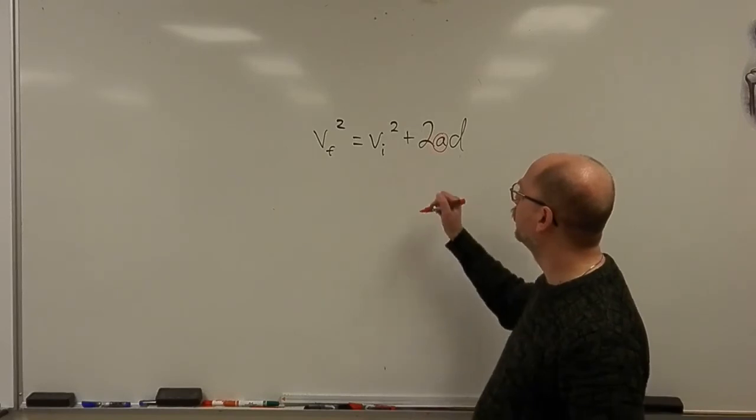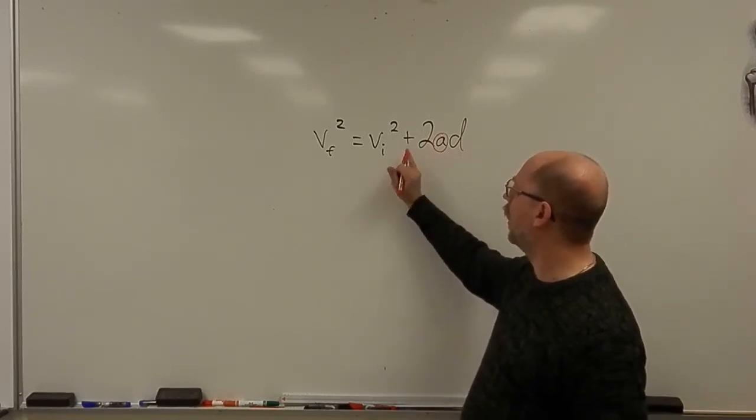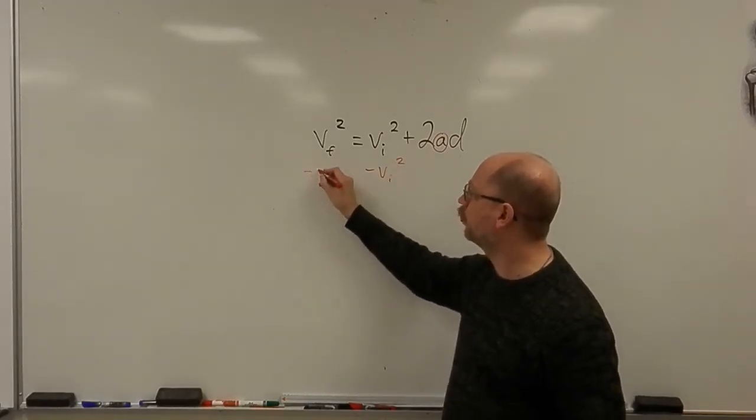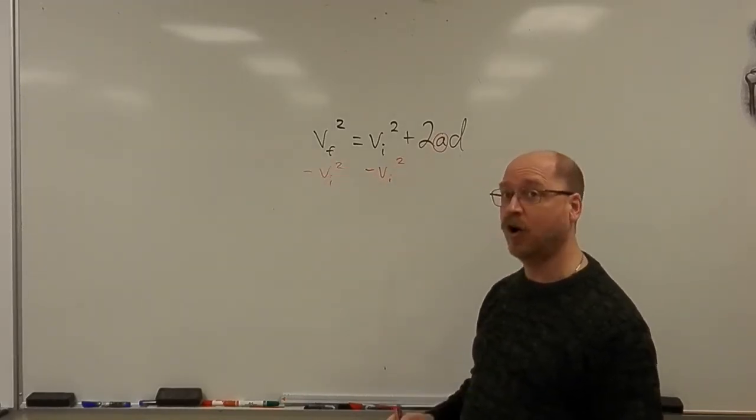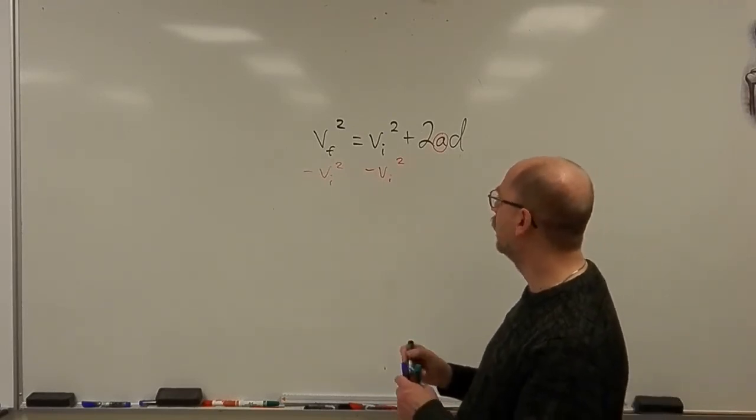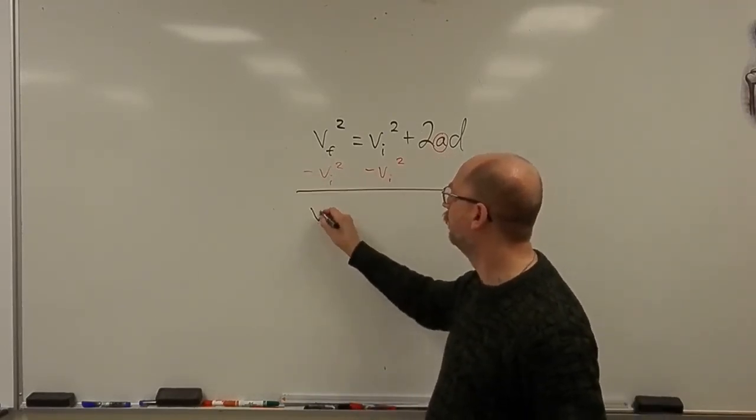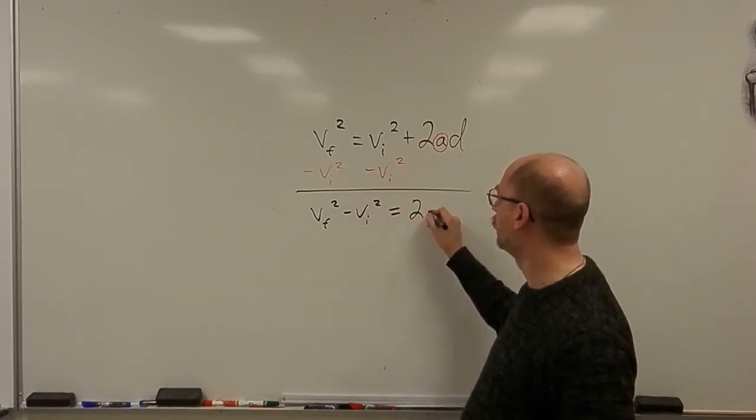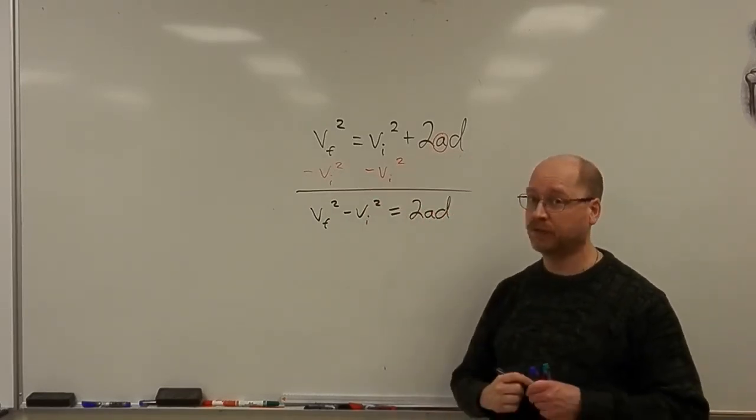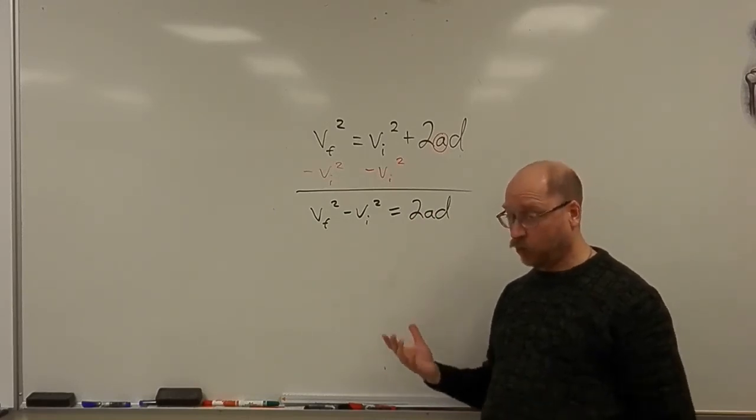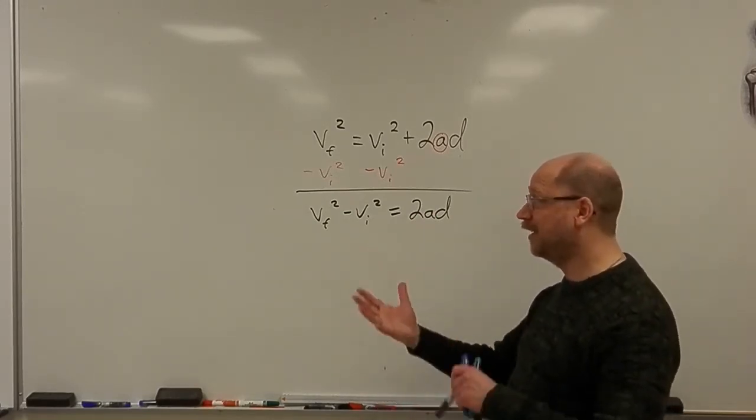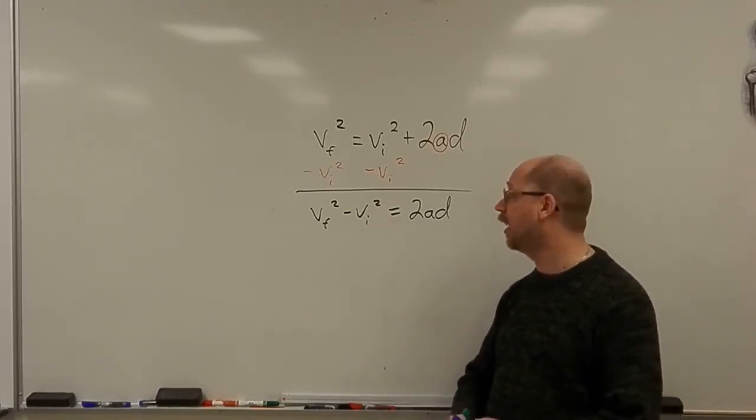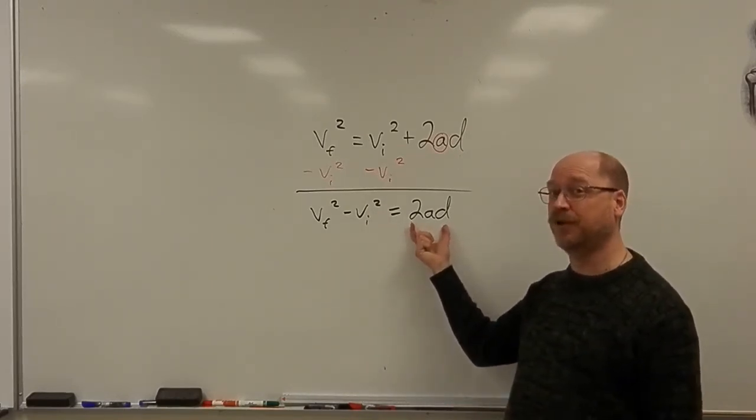So what I would do is, because to this term I'm adding VI squared, I'll subtract VI squared on both sides. That's going to give me VF squared minus VI squared equals 2AD. Great. In one step, I've actually made this a lot simpler for me. By subtracting that VI squared to the other side, I now have something pretty simple on this side.